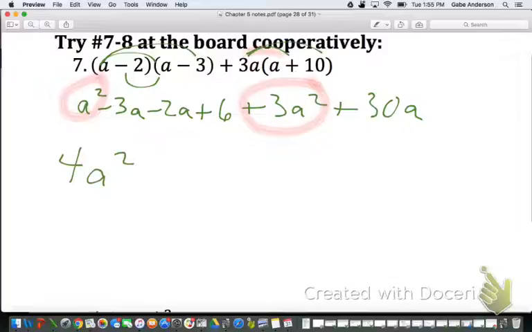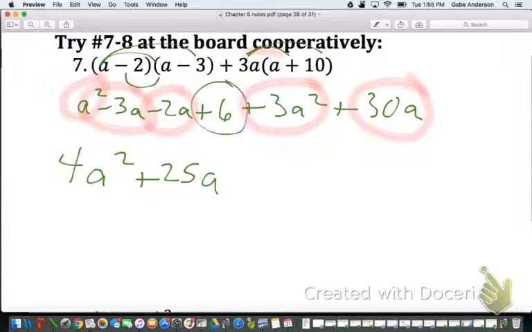So I think I agree so far with you guys. 4a squared seems like a good first term. And then let's see here, I've got negative 3a, negative 2a, and positive 30a. So yeah, I think plus 25a when you add those like terms up makes sense. And then the only one left is a 6. So plus 6. Y'all agree? We good? Okay, awesome. So, any follow-up questions from anybody? Okay, awesome. So let's move.